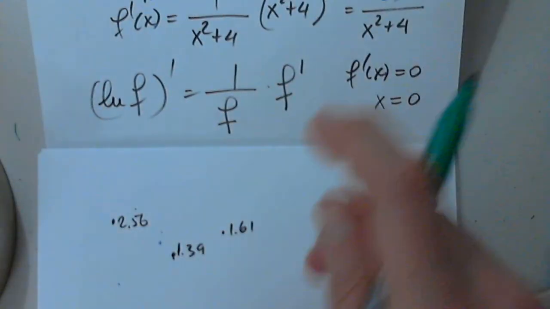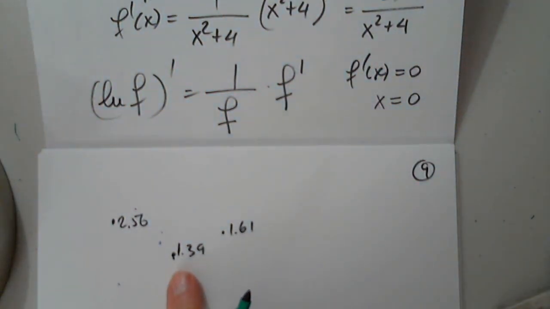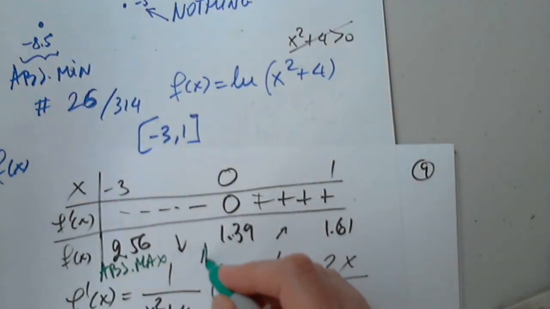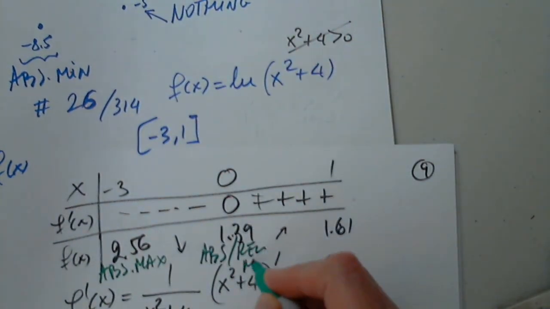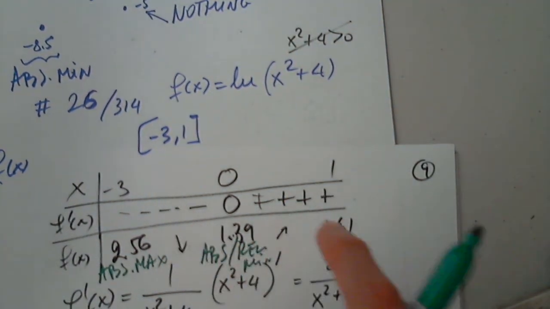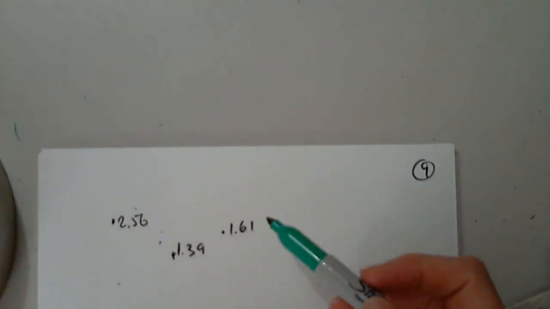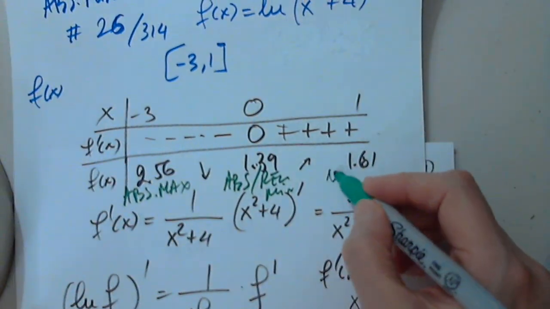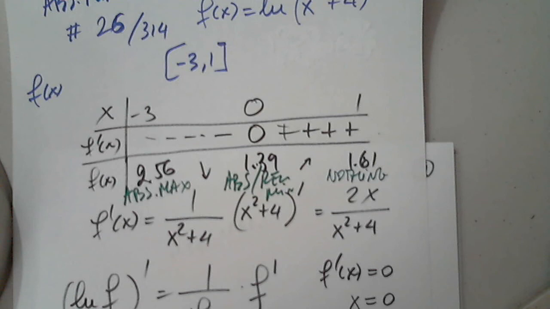Perfect. What does this represent? It cannot be relative because it's at the end point of the interval. My apologies. That will be absolute min. And relative. Yes. Absolute and relative min. And that's clear. And what about 1, 1.61? Nothing, because it's at the end of the interval. Indeed.